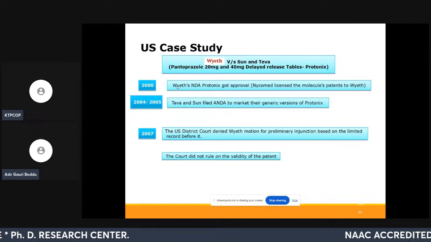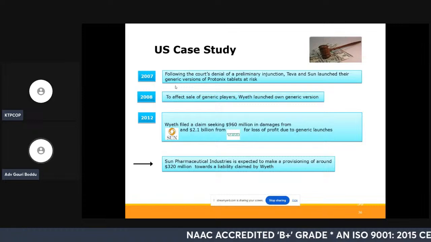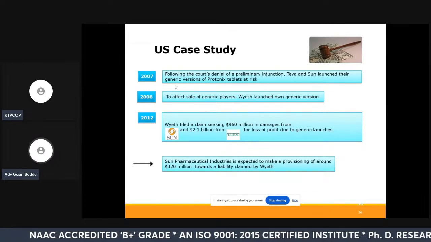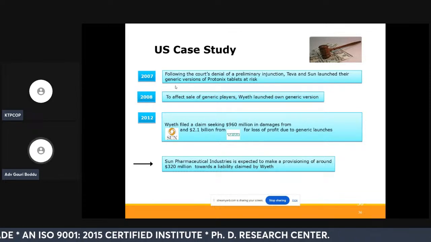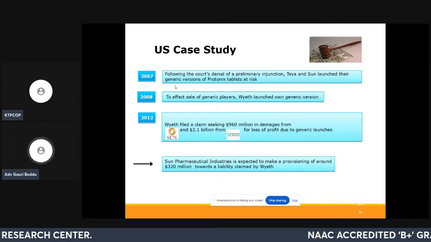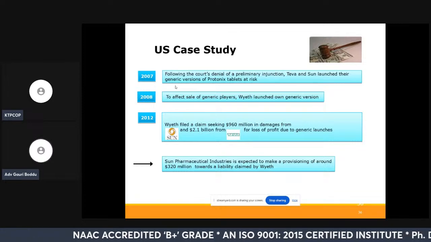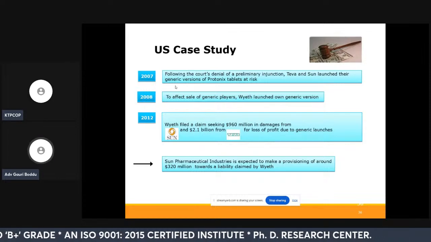So next. In 2007, following the court's denial of a preliminary injunction, Teva and Sun launched their generic version of Protonix tablets at risk. In 2008, to offset sales of generic players, Wyeth launched its own generic version. And in 2010, the district court confirmed that the patent is valid, rejecting allegations by the generic manufacturers that the patent was invalid as obvious.